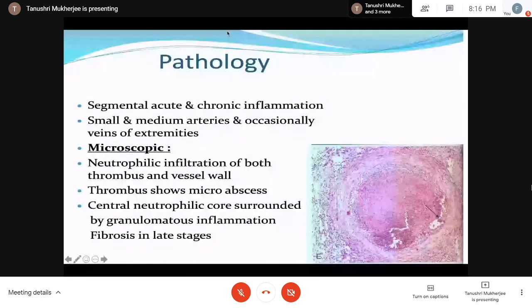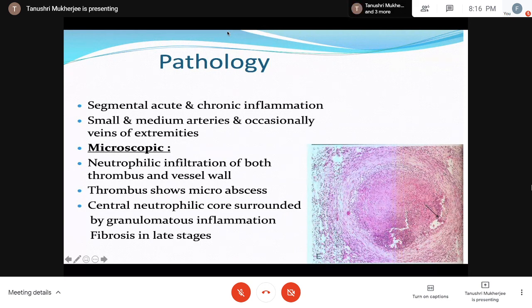There is segmental acute and chronic inflammation, and microscopically what you are seeing here is neutrophilic infiltration of both thrombus and vessel walls. The thrombus shows microabscess, a central neutrophilic core surrounded by granulomatous inflammation.